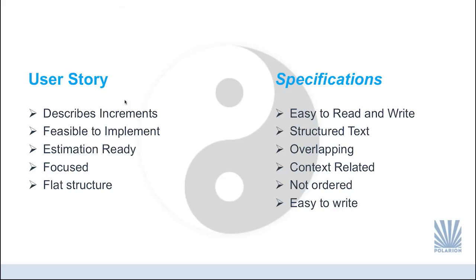When you write those specifications, the text is very overlapping. With user stories, we really highly recommend having them in a flat structure, so you just go one by one. It's very common that the content in the specification documents is very much overlapping. If you take any paragraph from the document, it might be very related to the actual context of this document. They are not ordered; they might be prioritized. And as said, they have to be easy to write.